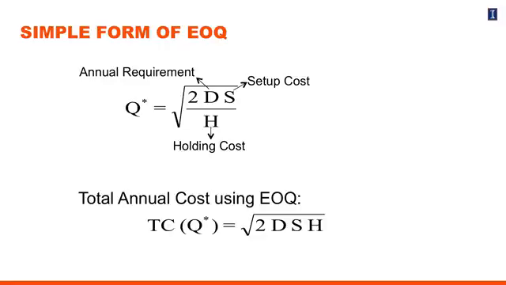That gives you your EOQ. Once you have your EOQ given by Q star, your total annual cost using that EOQ can be calculated by the formula on the bottom of the screen: square root of 2 times annual demand times setup cost for every time you place an order, times the holding rate for your item. That's the way you would calculate your total annual cost if you were using EOQ. To make the components of this formula clear, D is the annual requirement, S is the setup cost, and H is the holding cost.